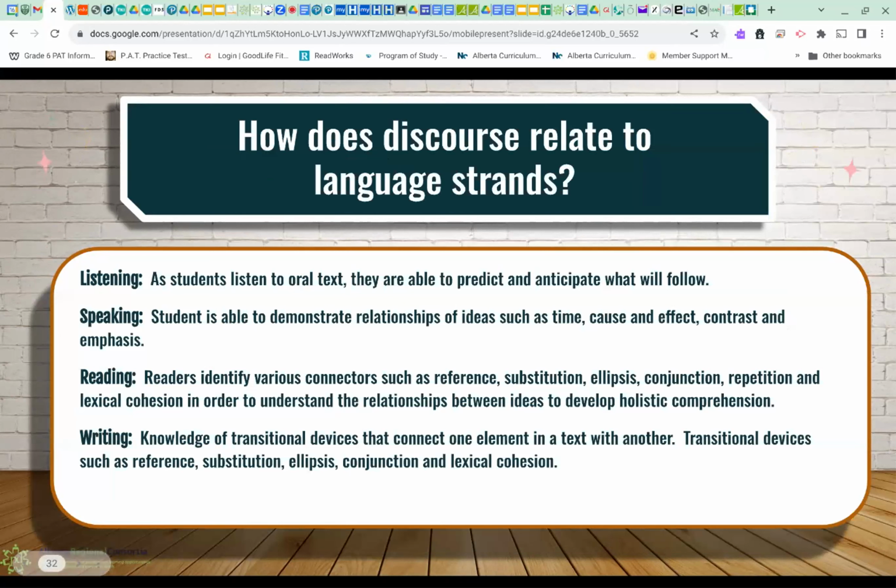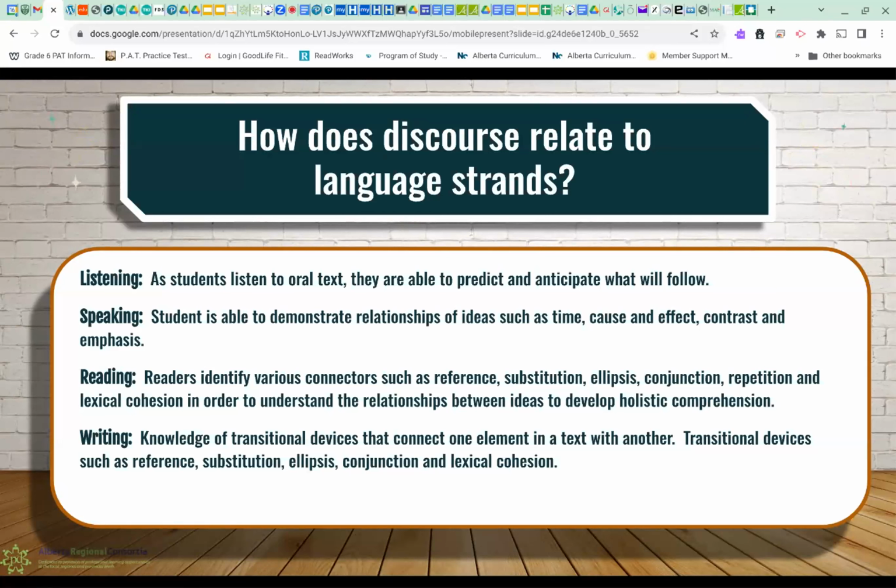And thinking about discourse and how it relates to the language strands, so for listening, if students are listening to an oral text, they're using that oral text to predict and anticipate what's going to follow. In speaking, they can show those relationships to ideas such as time, cause and effect, contrast, and emphasis. And when they're reading, they can look at those different connectors like reference, substitution, ellipses, conjunctions, and so forth.